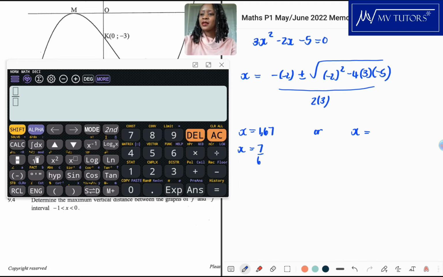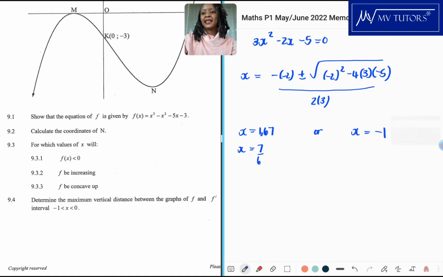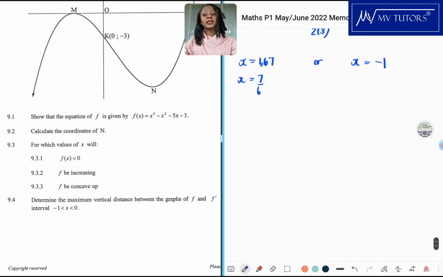Yeah, that sucks. Okay, so I have 2 minus square root of 4 minus 12 times negative 5, all over 6, and then we have negative 1. So we are in the right direction. We know now n has an x value of 7 over 6. Now we need to get the y value, because they wanted the coordinates of n and not just the x value.